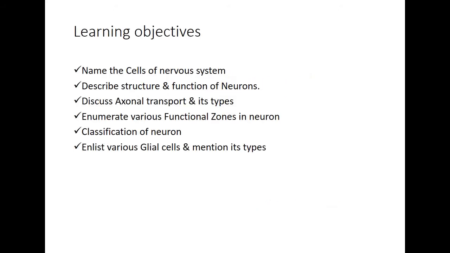The learning objectives for this lecture are that at the end of this lecture, you'll be able to name the various cells of the nervous system. You'll be able to describe the structure and function of neurons, discuss the axonal transport and its types, enumerate the various functional zones in the neuron. You'll be able to classify the neurons and enlist the various glial cells and mention their types.